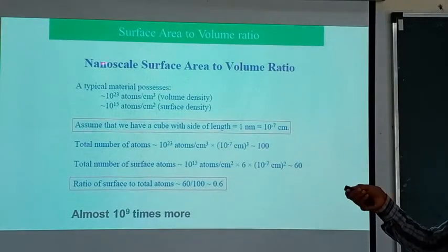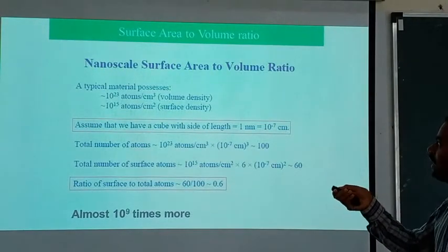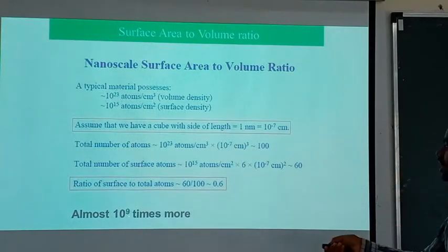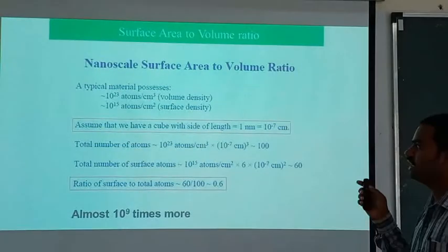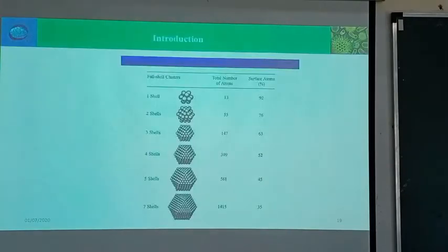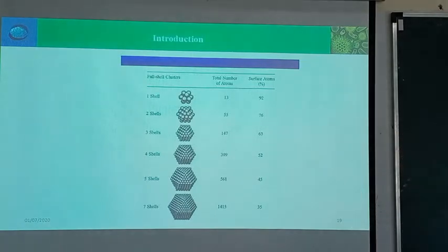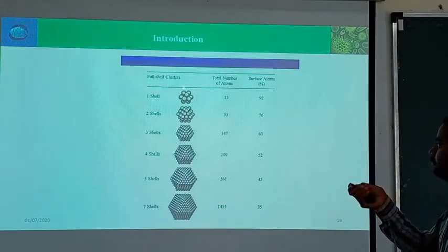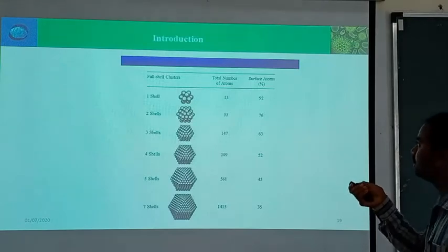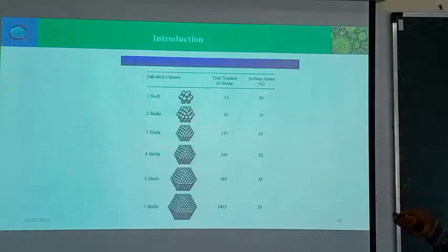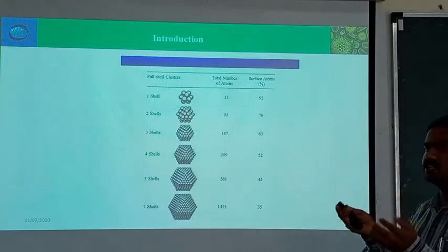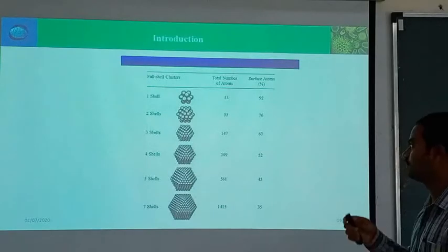So that's why when you go to the nanoscale level, you will find the surface to volume ratio is 10 raised to 9 times more as compared to the microscale. When you consider the layered structure at the atomic scale, consider a single cell forming a particular small cluster, which is called a magic cluster. You require 13 atoms, and the percent of surface atoms is approximately 92%. So almost all the atoms are present on the top surface.